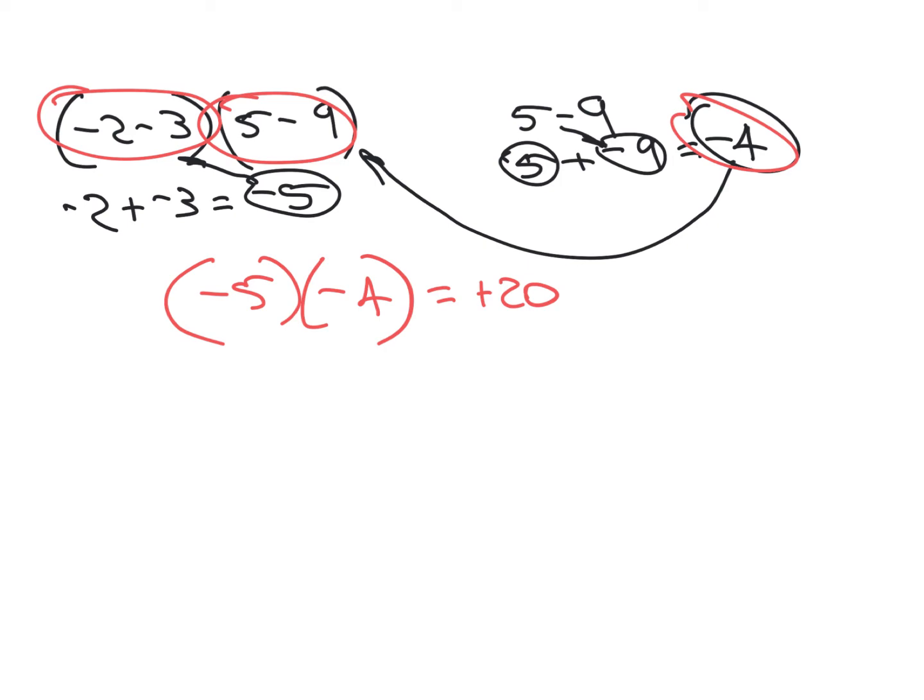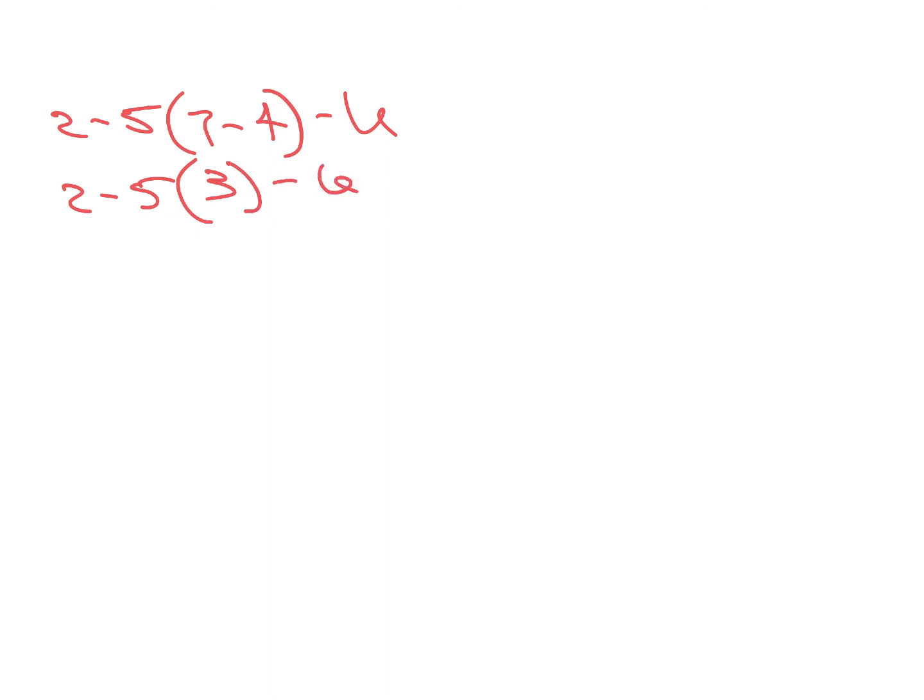All right, let's look at example 8. And I like that they give all these examples. It just really helps you to get it a little bit better. 2 minus 5 times the quantity 7 minus 4 minus 6. So I'm going to do the parentheses first. I'm just going to leave everything else the same. 7 minus 4 is 3 minus 6.